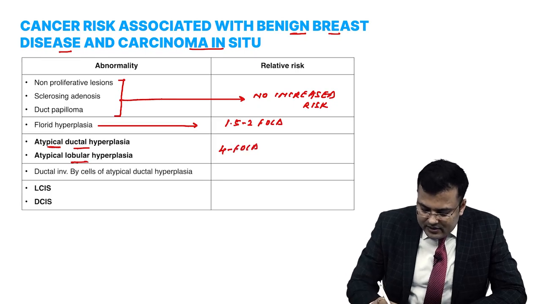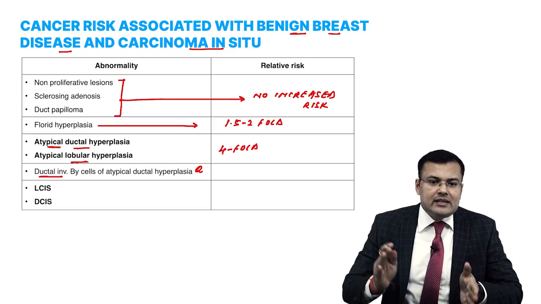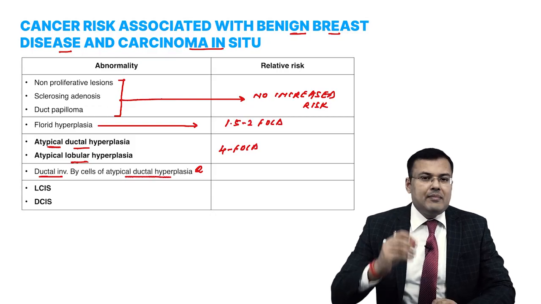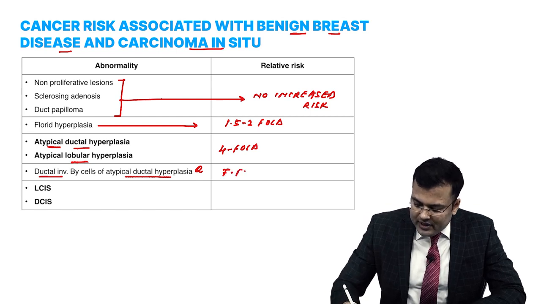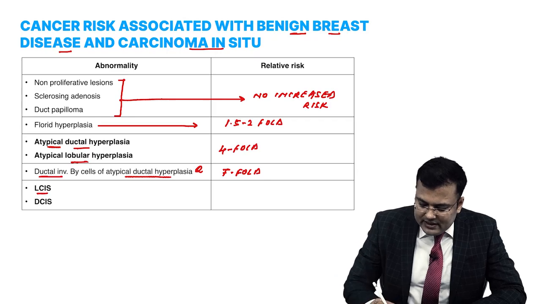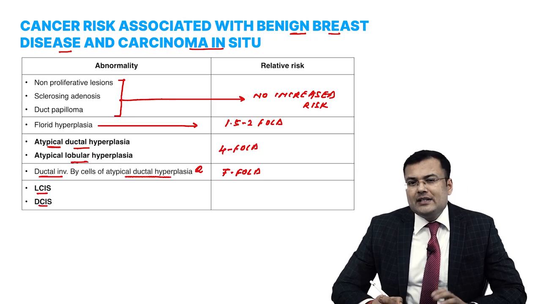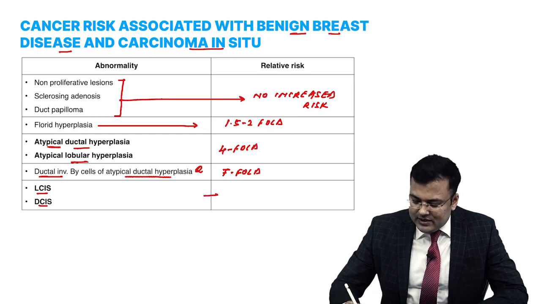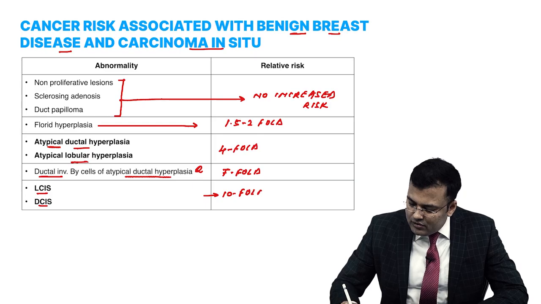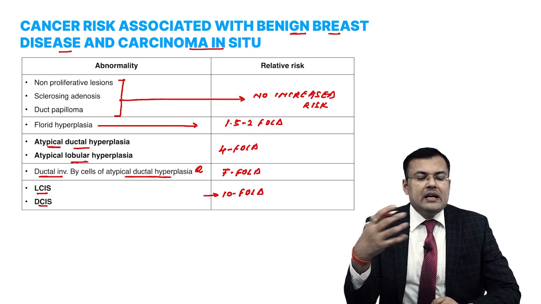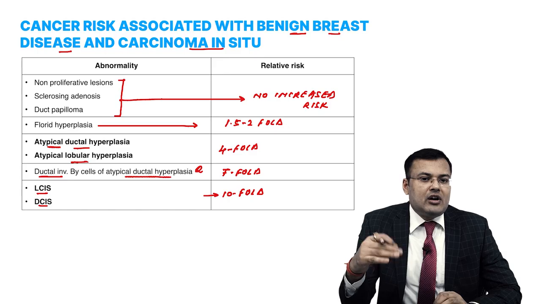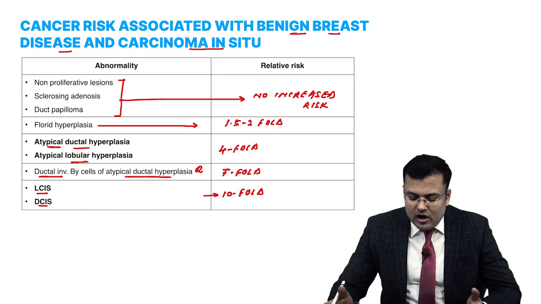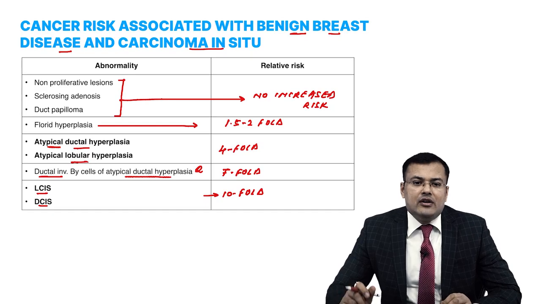This question was asked: if there is ductal involvement by the cells of atypical ductal hyperplasia, then the risk is 7-fold. And the maximum risk is whenever there is LCIS or DCIS, lobular carcinoma in situ or ductal carcinoma in situ. How much is the risk? 10-fold. So this table is important. You have to remember. Sometimes they ask which of the following abnormalities doesn't have a risk of breast cancer? They give the options non-proliferative lesion, sclerosing adenosis or duct papilloma.